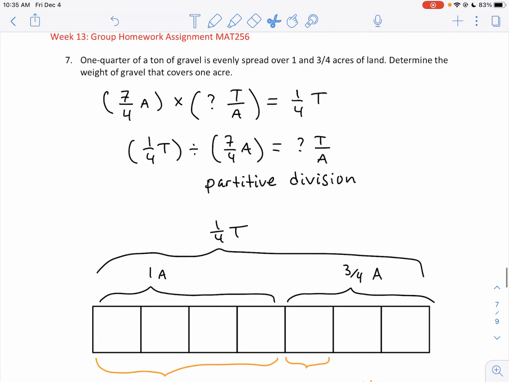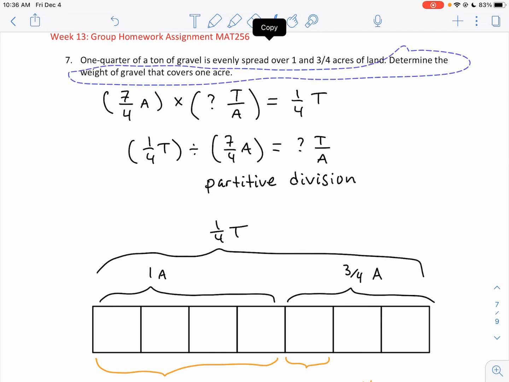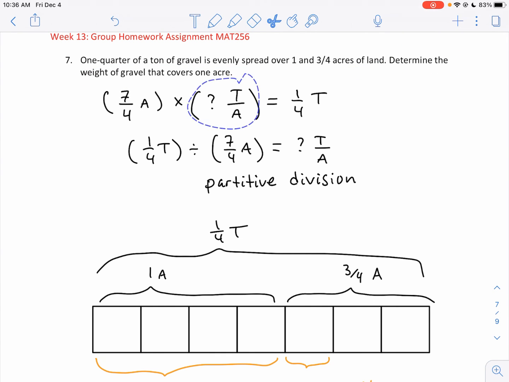Okay, number 7. 1/4 of a ton of gravel is evenly spread over 1 3/4 acres of land. Determine the weight of gravel that covers 1 acre. So this phrasing, determine the weight of gravel that covers 1 acre, is clearly the multiplicand. It's tons per acre. That's what T and A stand for, tons per acre. So the 1/4 ton is on this side, and then the 7/4 acre is on this side. It's the multiplier. So we're saying 7/4 acres times how many tons per acre will give me 1/4 ton.